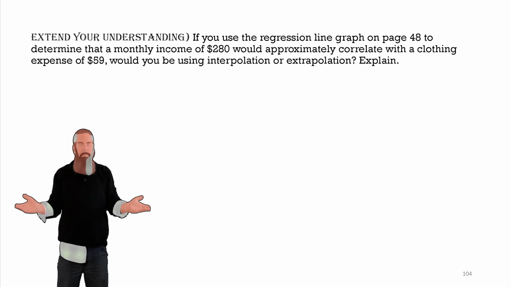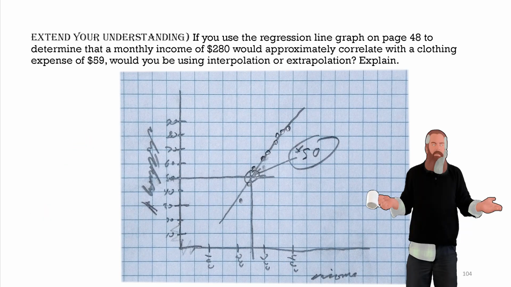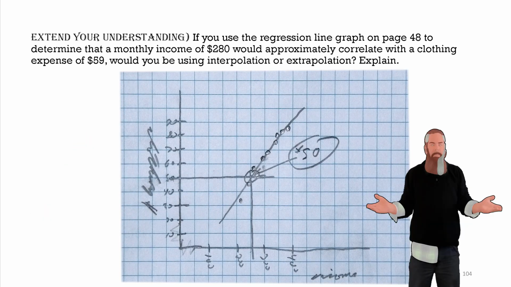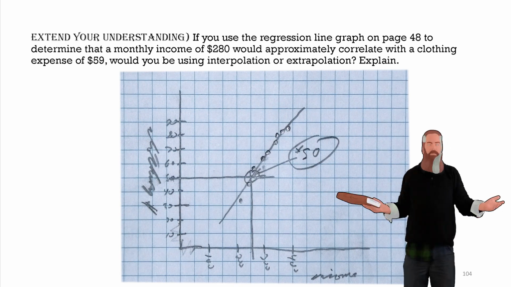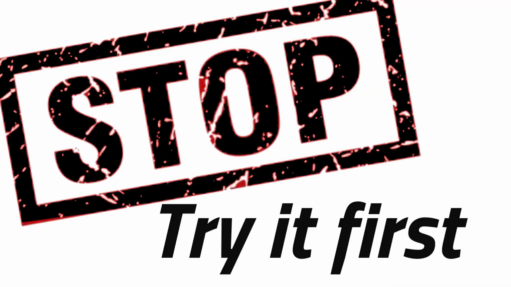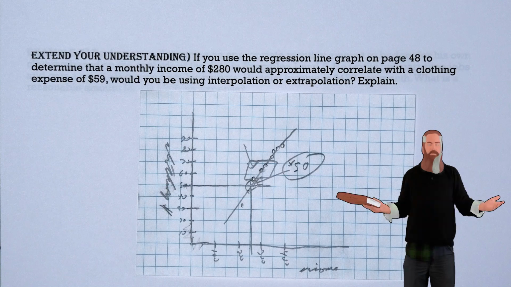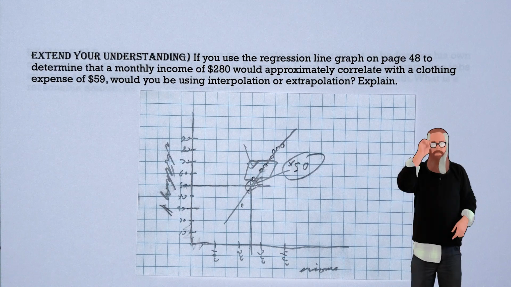If you use the regression line graph from previously in this lesson that I'll go ahead and put here, determine if a monthly income of $200 would approximately correlate with a clothing expense of $59. Would this be interpolation or extrapolation? And explain it. Now, it'll be interpolation, since $200 is within the domain on the graph.